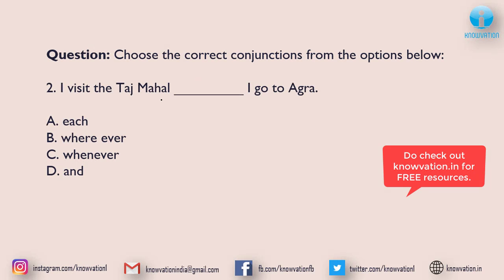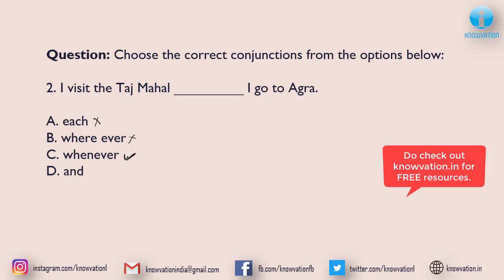Next, I visit the Taj Mahal dash I go to Agra. So each I go to Agra is not making sense. Wherever I go to Agra, so wherever is wrong here, friends. Why? Because Agra में आप जहाँ भी जाओगे आप वहाँ पे ताजमहल नहीं visit कर सकते. So wherever is not the correct form. Whenever, so whenever you go to Agra, you visit Taj Mahal.